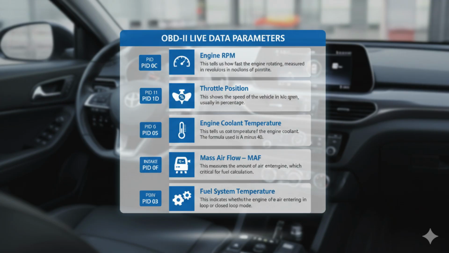Intake air temperature, PID 0F. This indicates the temperature of the air entering the engine. Fuel system status, PID 03. This shows whether the engine is running in open loop or closed loop mode.